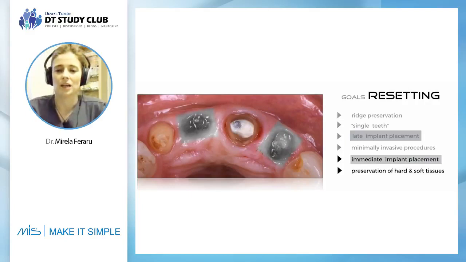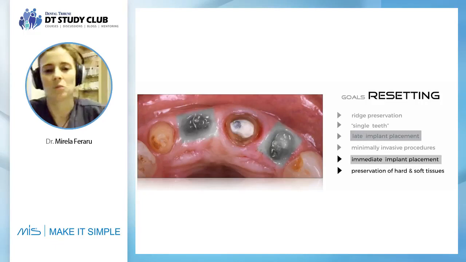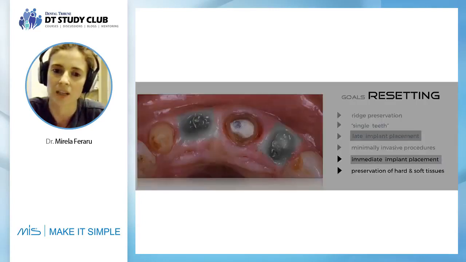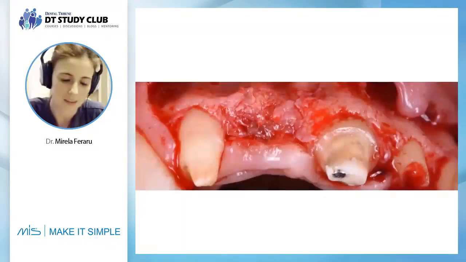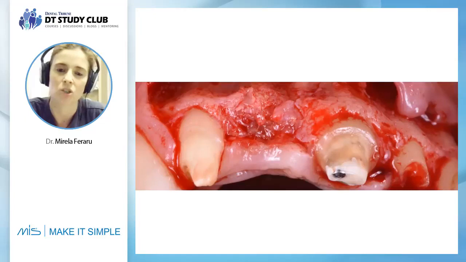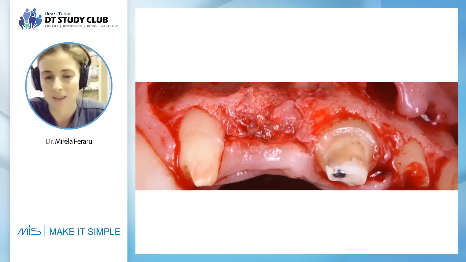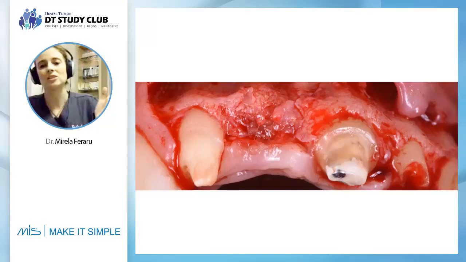Of course, from the beginning, it's easy to understand that whenever you are dealing with a situation that has intact supporting structures, that is bone and soft tissues, it is clinically much easier to handle and control all the factors that will allow you to achieve an almost perfect result. So we had a completely different situation.